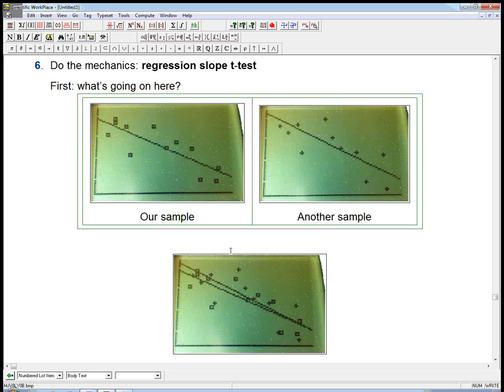Okay, continuing part 2 of inference for regression. The first thing we're going to do is a regression slope t-test. But before we jump into the mechanics, I just want to briefly talk about what the idea is.